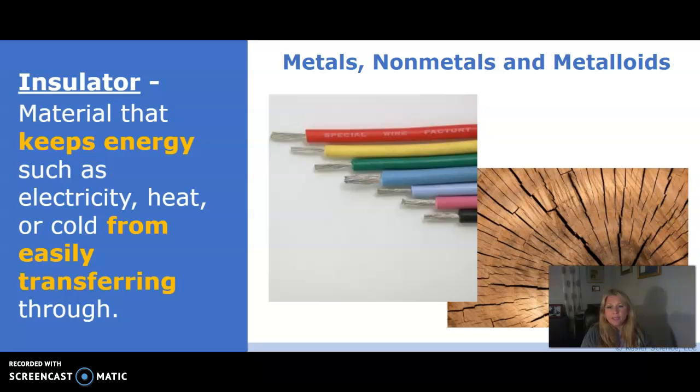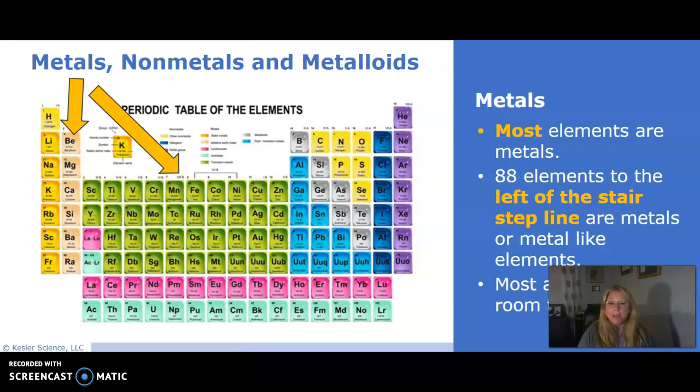Another vocabulary word is insulator, which is the opposite of a conductor, in that it keeps energy from easily transferring through it. So it doesn't allow electricity and heat to pass through it like a conductor would. Our metals, as you can see, and we've already color-coded one periodic table, and we know that most of the elements on the periodic table are metals, and that those 88 elements that are on the left of that staircase, your staircase is right over here where the metalloids are, that everything to the left of it are metals, or they're very metal-like elements, and most are solid at room temperature.